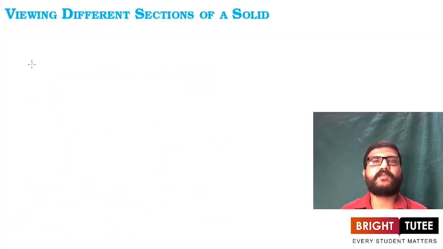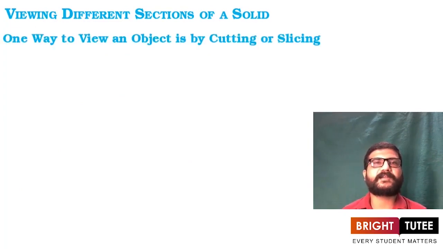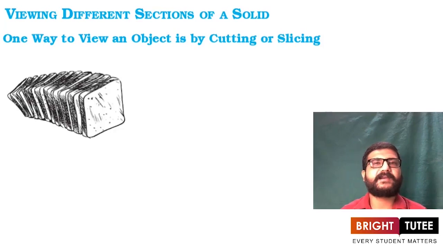So now we are going to discuss a new topic, which is viewing different sections of a solid. Suppose we are having any solid and we have to view different sections of that solid, and we are going to discuss how we can do that. The first method, or one way to view an object, is by cutting or slicing. So we have to cut any object and then view what kind of shape is there.